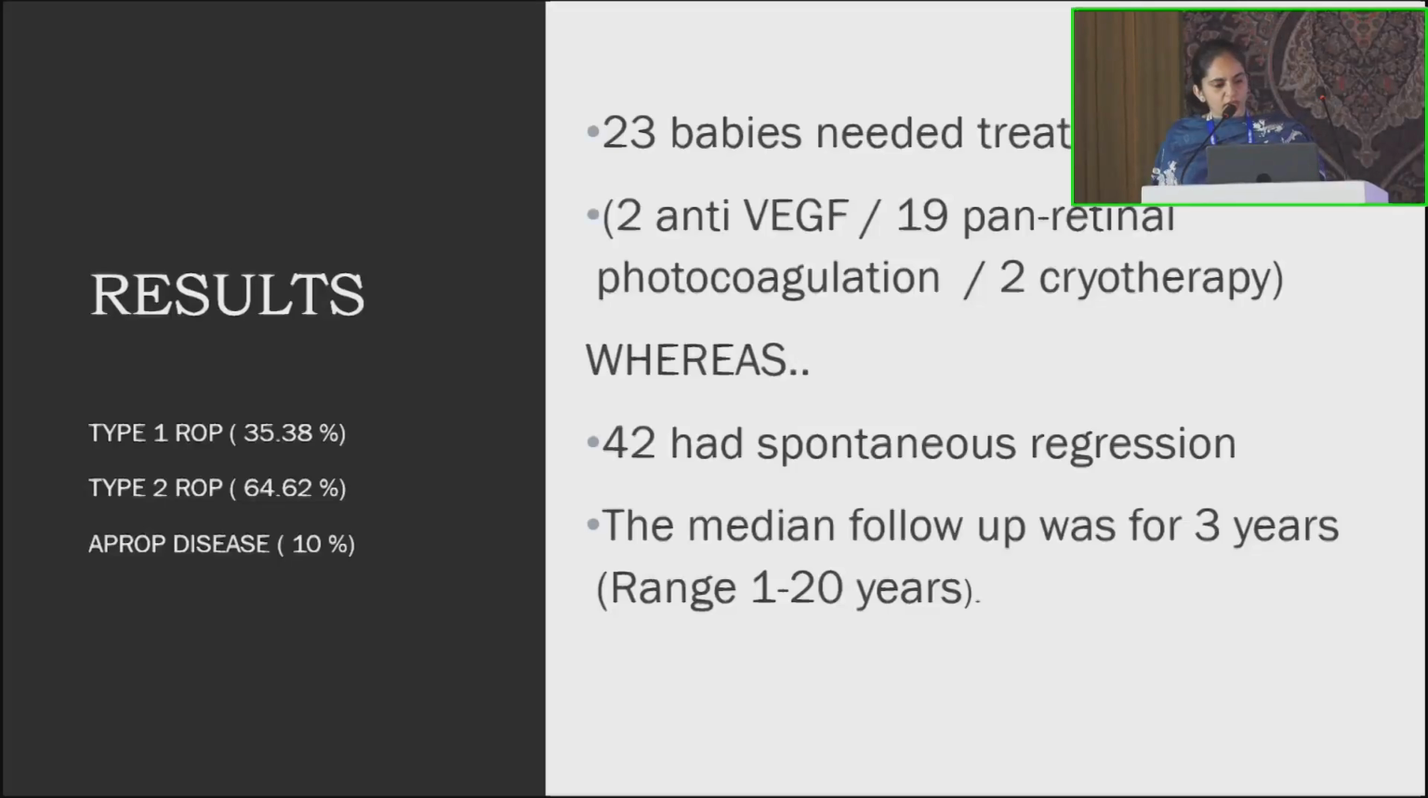So our results showed that there were 35% with type 1 requiring urgent treatment and type 2 ROP in about 64% of patients, which were observed subsequently till the disease regressed. Out of the 23 that needed treatment, 2 got anti-VEGF injections, 19 underwent PRP laser and 2 had cryo. This cryo was back in 2003-2004. The rest 42 patients had spontaneous regression. The median follow-up was 3 years, the range being 1 to 20 years.